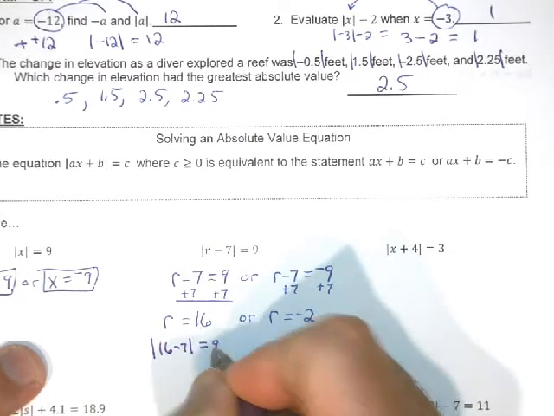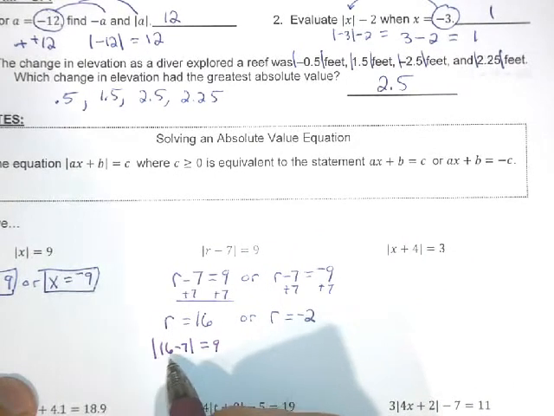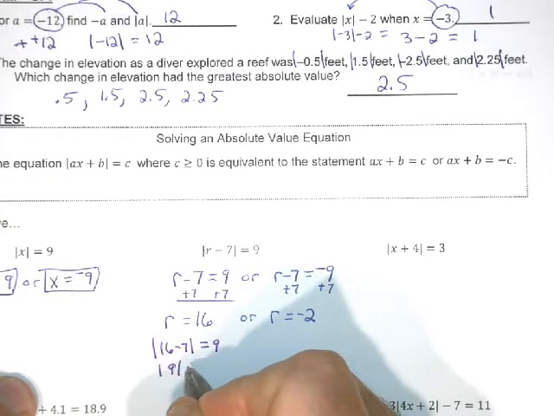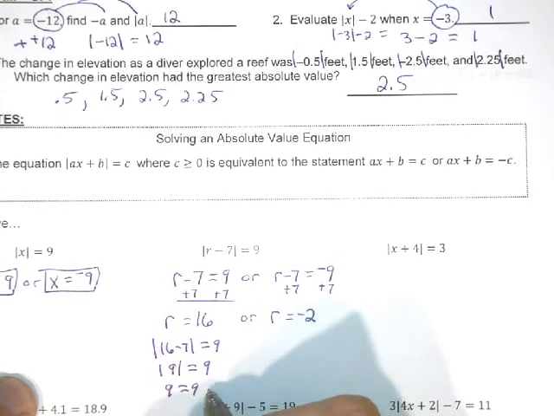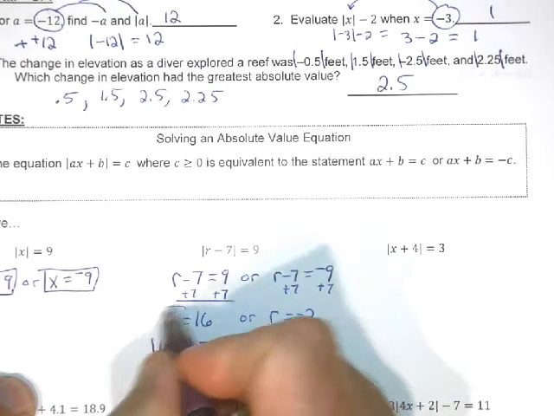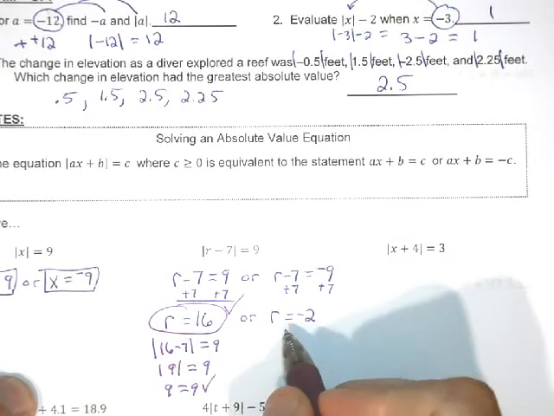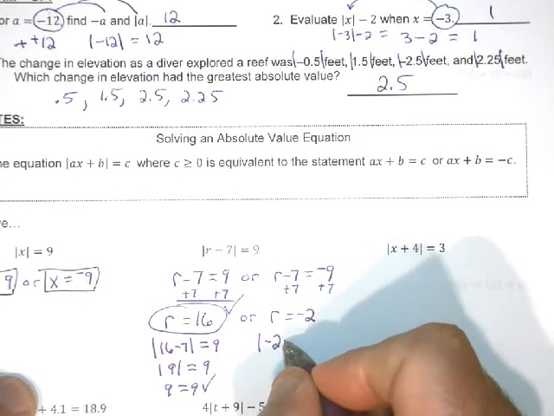So we have the absolute value of 16 minus our 7 equals our 9. We do our math here, 16 minus 7. So that does come out to the absolute value of 9. And the absolute value of 9 is 9. So is 16 a correct answer? Yes, it is.